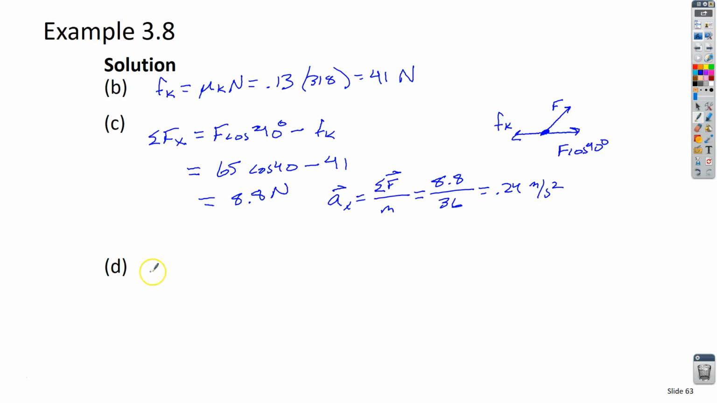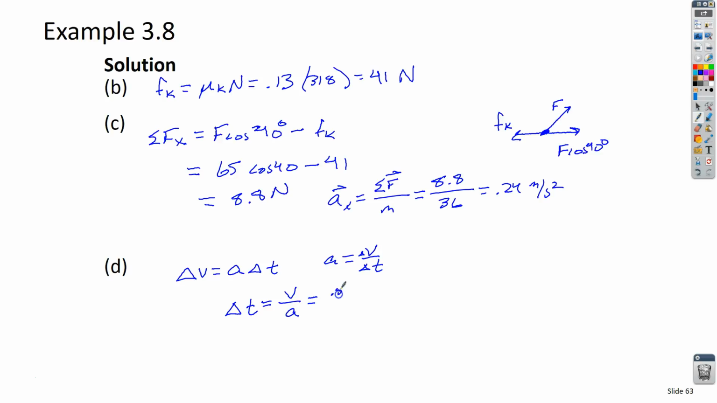The very last thing they wanted us to find was how long of a time must she pull with this force for the suitcase to get up to 0.5 meters per second. So our change in velocity here is just equal to the acceleration times the change in time, and we got that from acceleration is equal to change in velocity over the change in time. And so if I want to know how long it takes, we can find the change in time is equal to the velocity over the acceleration.